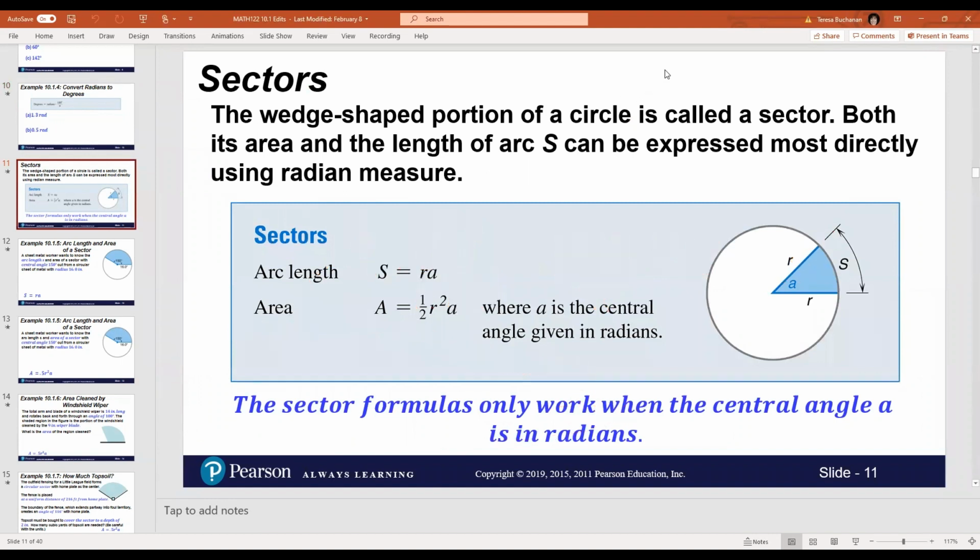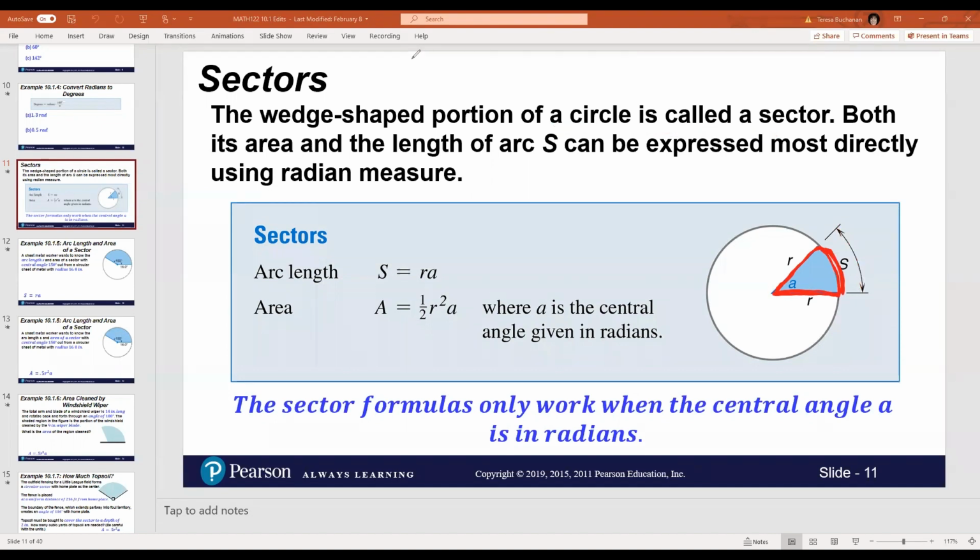Sectors. A wedge-shaped portion of a circle is called a sector, otherwise known as a piece of pie, right? Or a piece of cake. It's that shape. If you think about the shape of a piece of pie, you're thinking about a sector. Both the area and the length of that arc out here can be expressed most directly using radian measure.